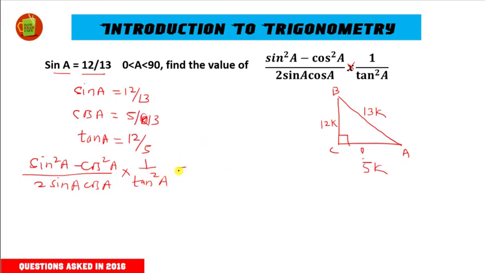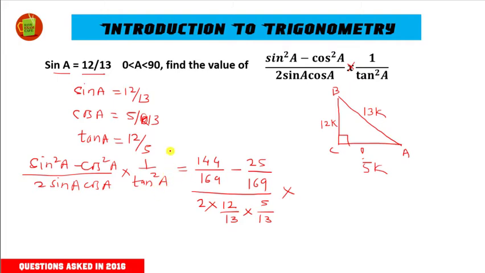into 1 upon tan square A. So here we will put the values: sin square A is 12 by 13 bracket square, so it will be 144 by 169, minus cos square A, so it will be 5 by 13 bracket square, so it will be 25 by 169, upon 2 into sin A cos A. Sin A is 12 by 13 into cos A is 5 by 13, multiplied by 1 by tan square A, that is 1 by (12 by 5) square. So 1 by 12 square upon 5 square is 25 by 144. Now we will have to simplify this.